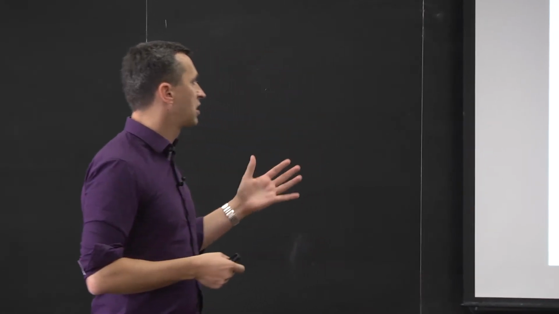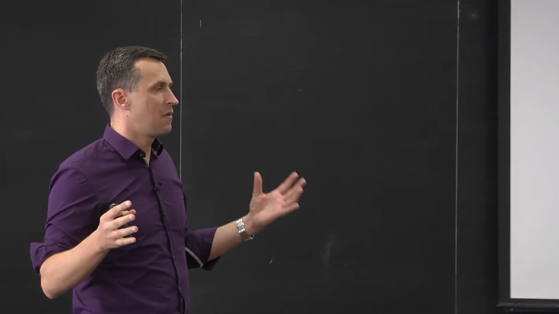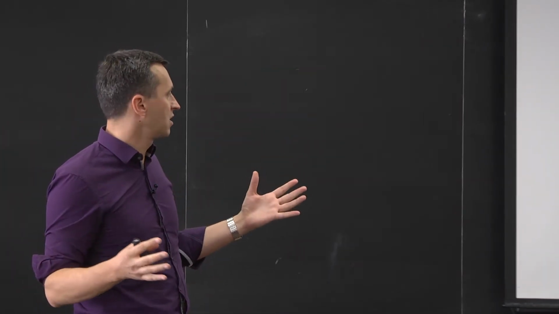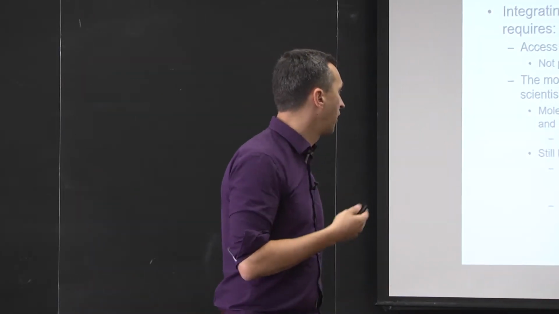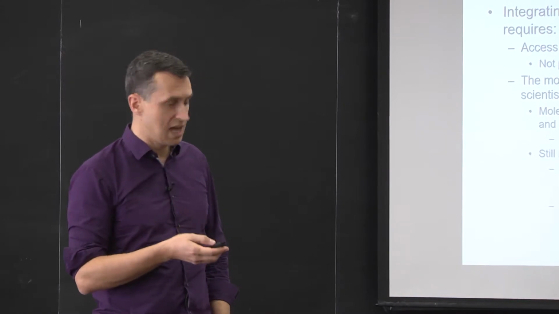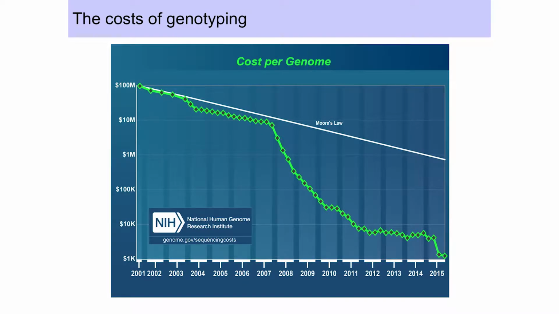And the GWAS catalog is growing by the month. It's tremendously growing. There are thousands of replicable genetic associations for hundreds of outcomes that have been published in the last couple of years. So this is what's driving all of that: an extreme fall of genotyping costs over the last couple of years.